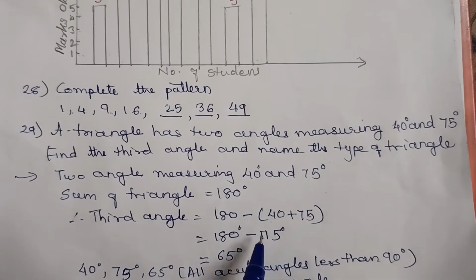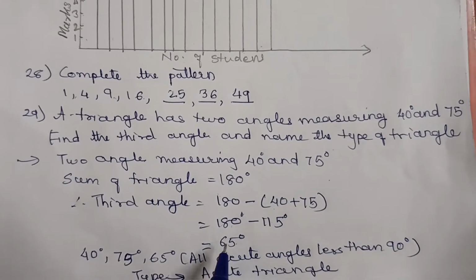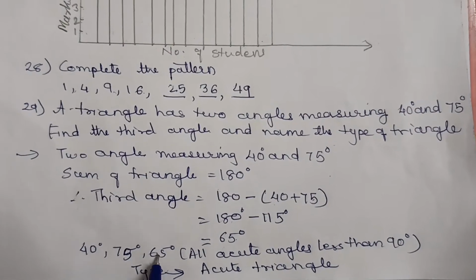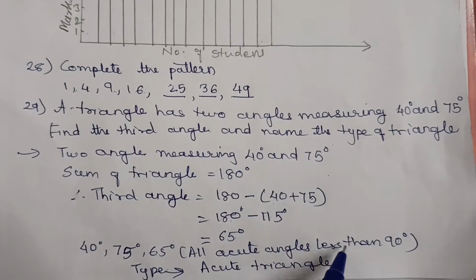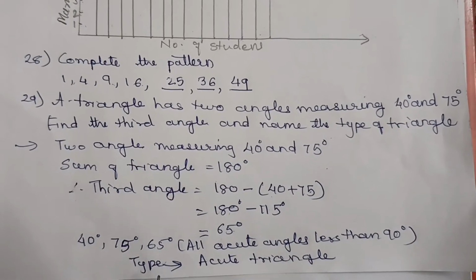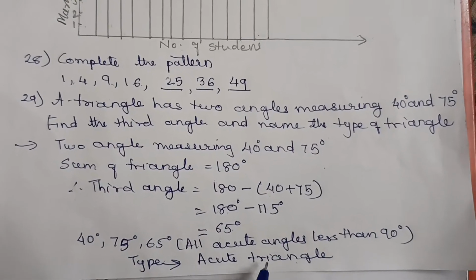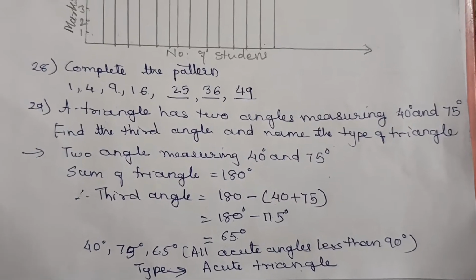40 plus 75 is 115. So 180 minus 115 is 65. So the three angles are 40 degree, 75 degree and 65 degree. All acute angles, means less than 90 degree. All three angles are less than 90 degree. So the type of triangle is acute triangle. Type of triangle is acute triangle or acute angled triangle.